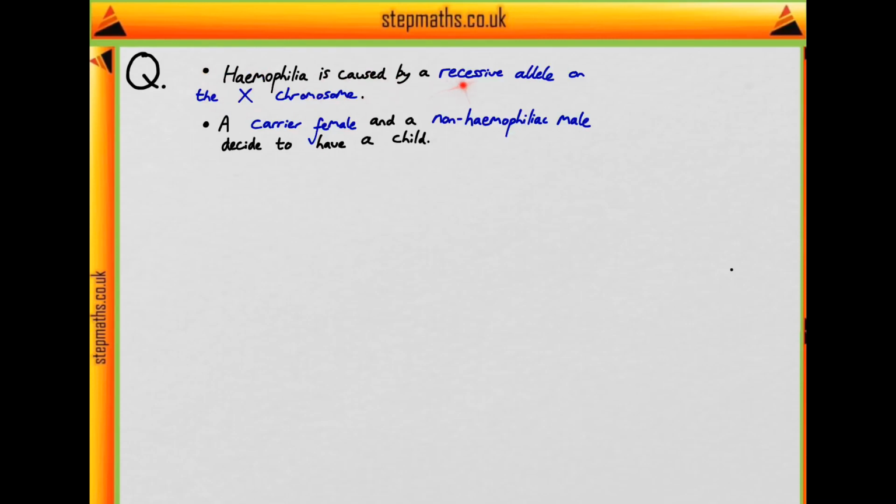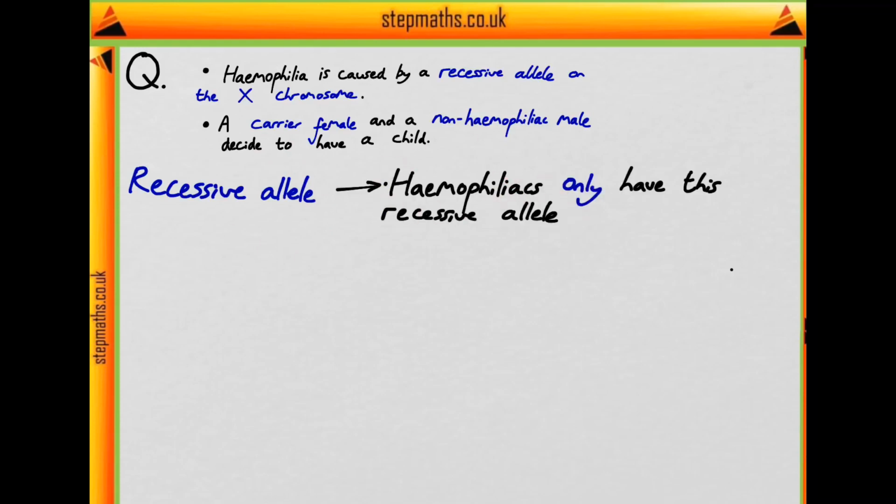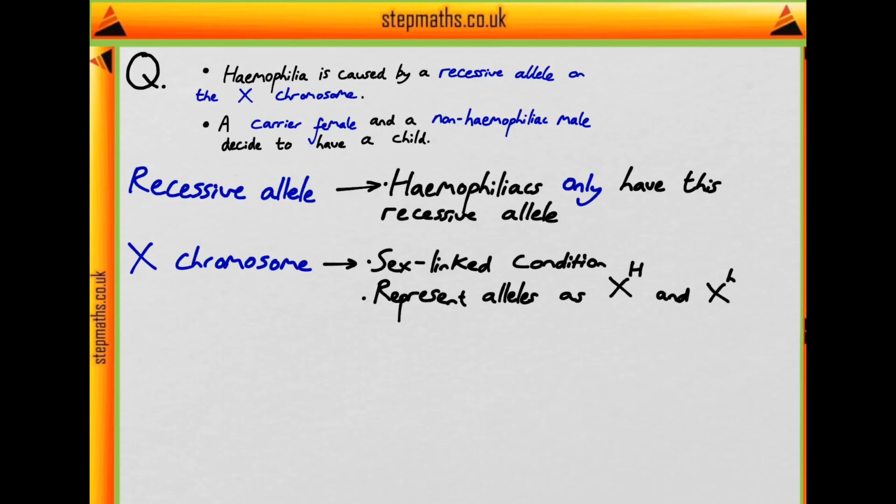Okay, so first, what can we gain from this first point? Firstly, we're told that haemophilia is caused by a recessive allele. And therefore, we know that haemophiliacs, people with haemophilia, only have this recessive allele in their genotype. Next, we are told that this allele is held on the X chromosome, making haemophilia a sex-linked condition. And that just means that it's a condition caused by a gene held on one of the sex chromosomes. That's the X chromosome or the Y chromosome. And therefore, as it's a sex-linked condition, we should instead represent the alleles as X capital H and X lowercase h, H for haemophilia.